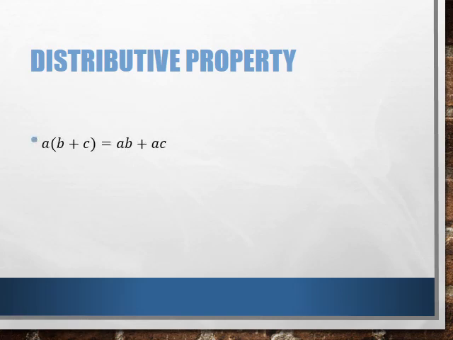If I'm given a problem like this, A times B plus C, I would actually take this A and multiply times B and times C. Remember, A, B, and C can be any number whatsoever. So if I had something like this, I would end up with 32 plus 8, which would give me 40.